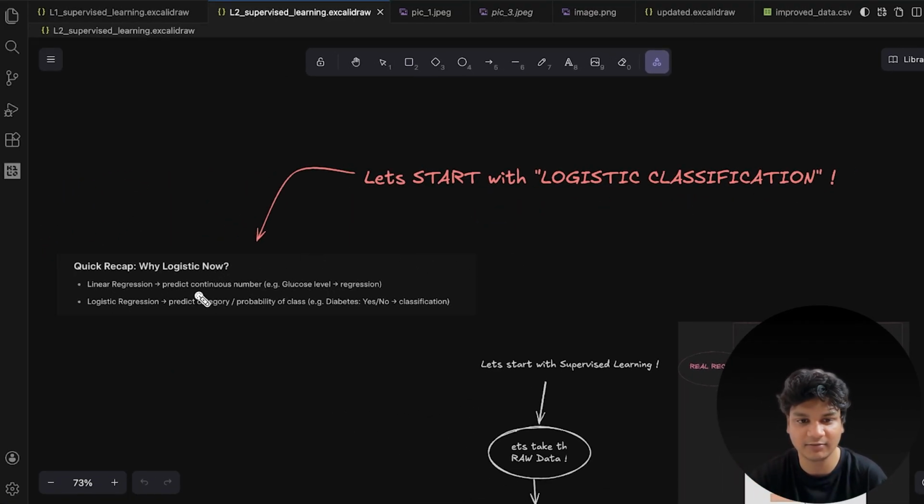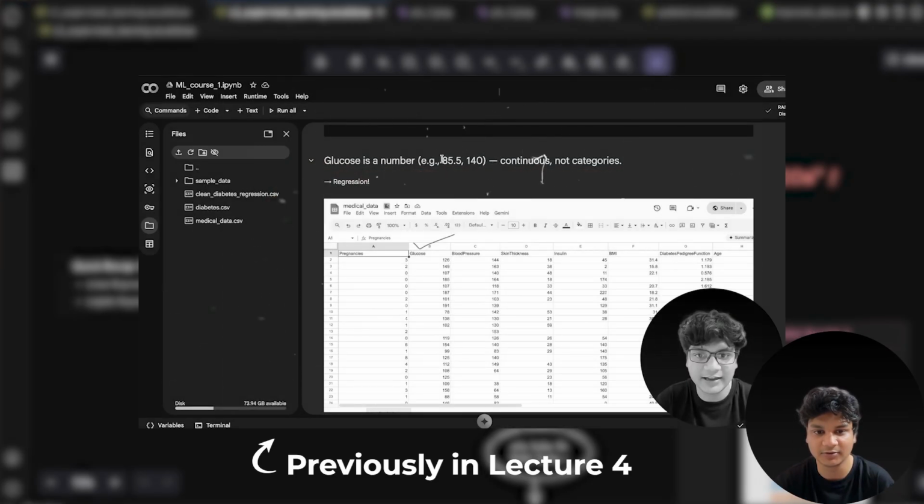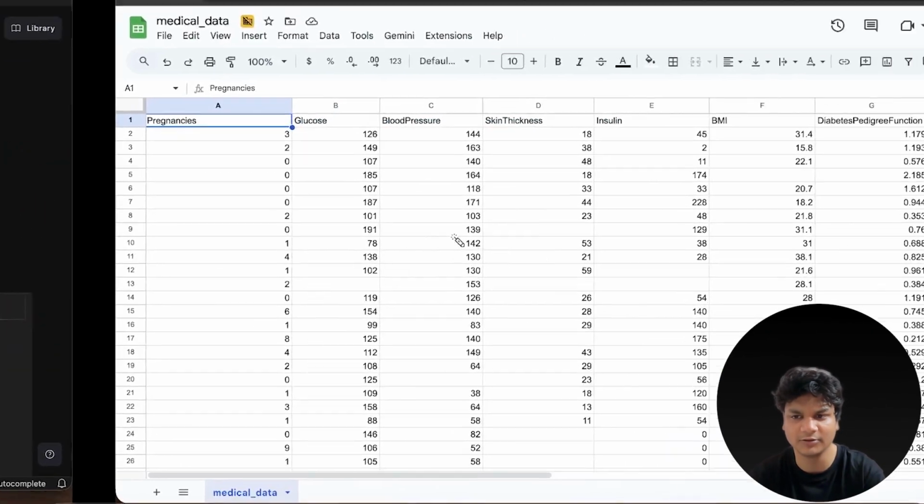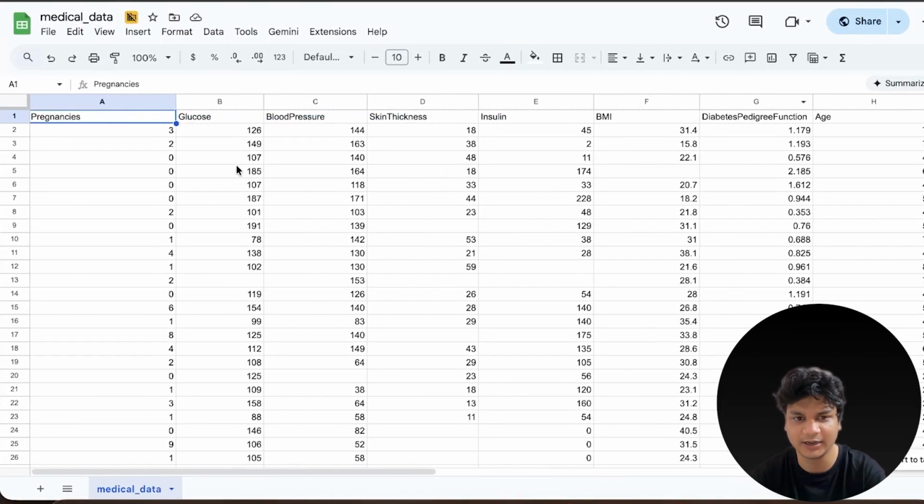Last time we predicted a continuous number, finding out the glucose of the patient. Okay, so this is our data, and this was our target column, which I need to predict based on the other set of data. Based on the other patient records, I need to predict what the glucose level of the patient should be. Okay, based on these data. So glucose was what I needed to predict last time when we were doing the linear regression.